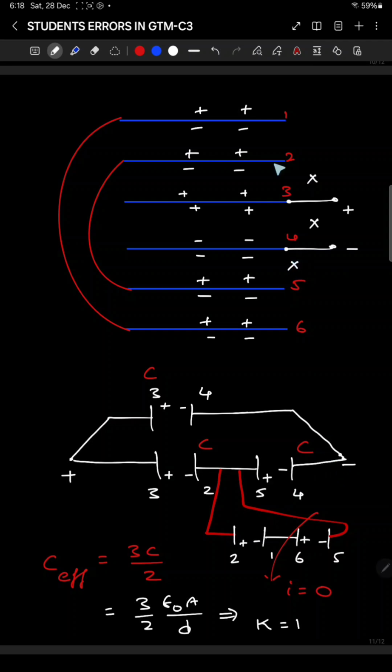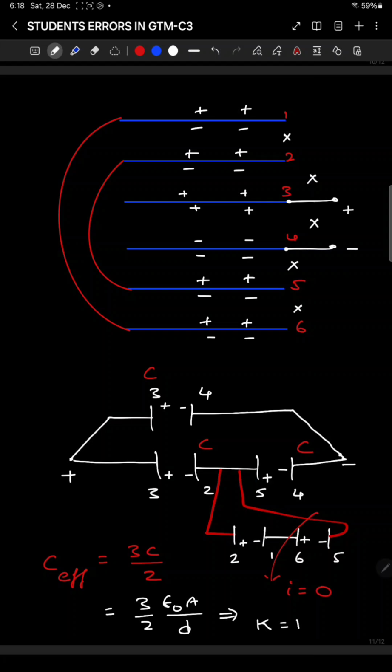Now, again, second plate positive forms a capacitor with first plate negative, and is connected to sixth plate. Sixth plate positive forms a capacitor with fifth plate negative, again connected to 5.